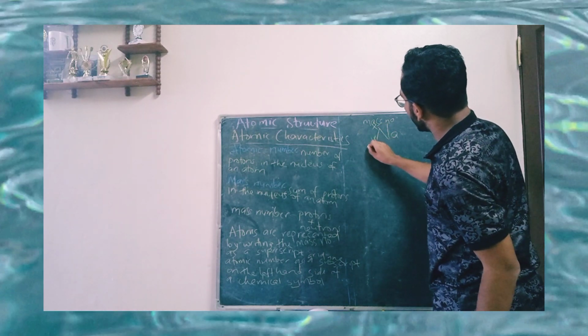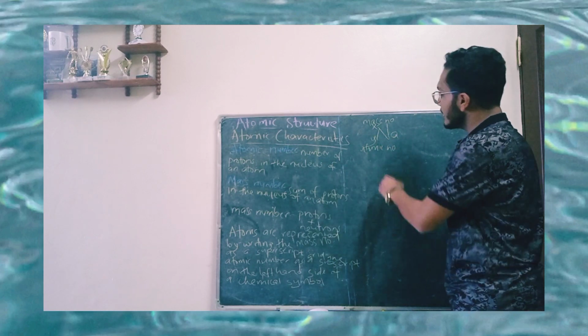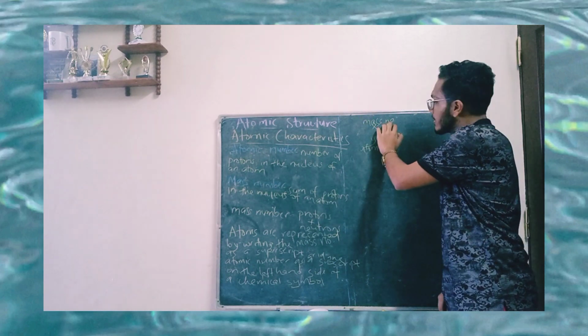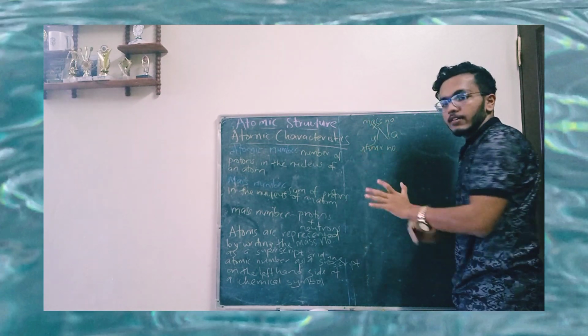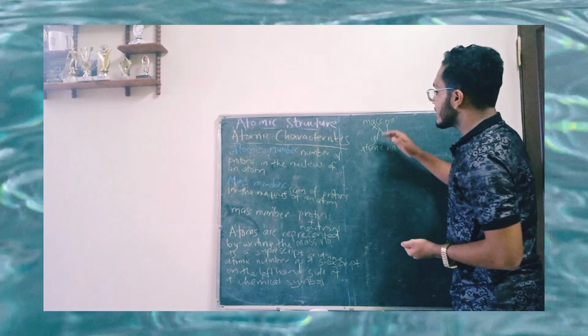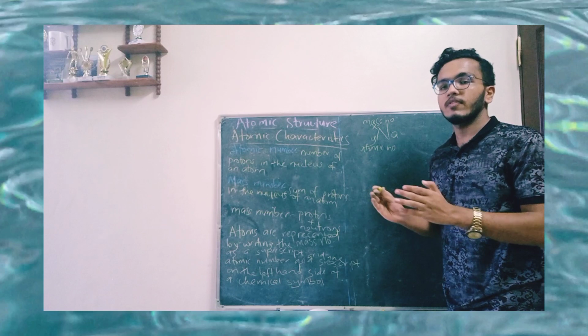So this will be the atomic number. This is the sum of protons and neutrons in a nucleus of an atom. Atomic number is only the protons. What does this help you do? This helps you derive the number of neutrons in the nucleus of an atom.